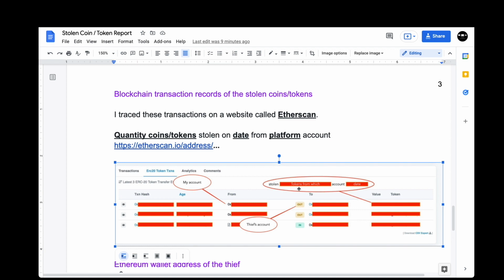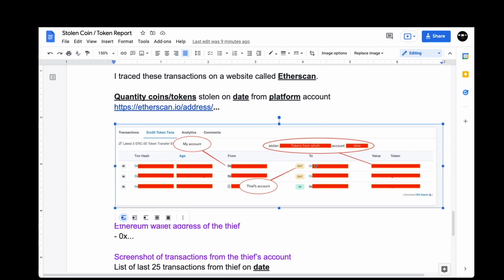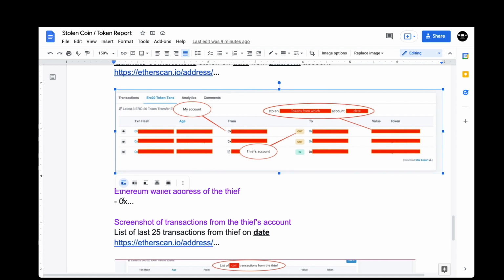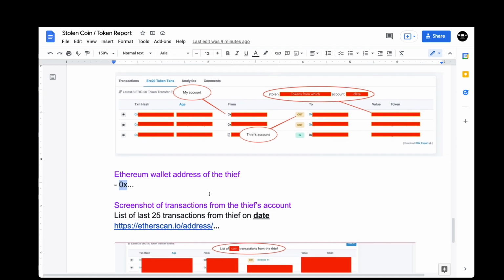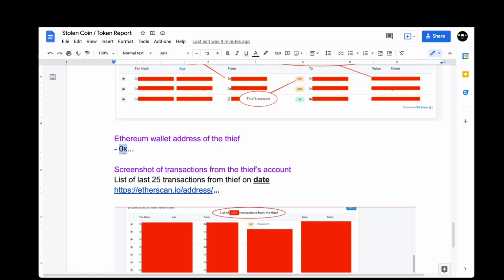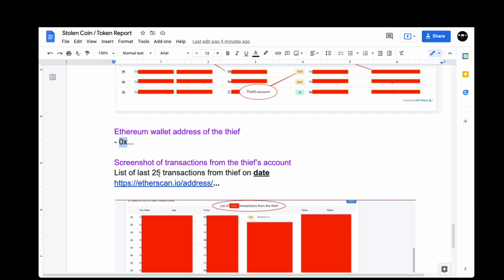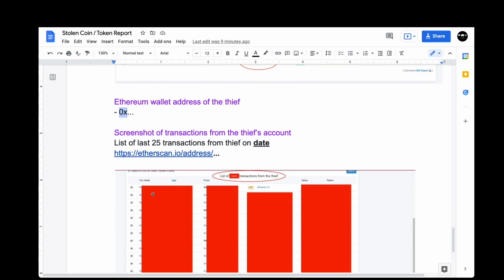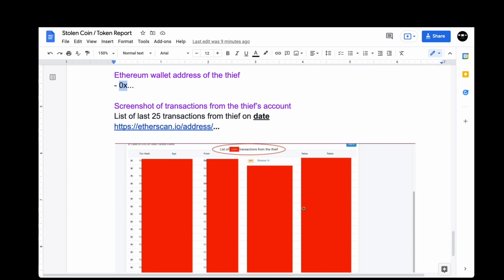So you can let them know which transaction is your account, which is the thief's account, and what is the value of the tokens that was stolen on what date. Now, if you're able to find out the thief's transaction account, you should write down their wallet address. On top of that, you can go in and look at what were the transactions of the thief's account, and you can just share that information as well, a list of all the coins or transactions from the thief's account.